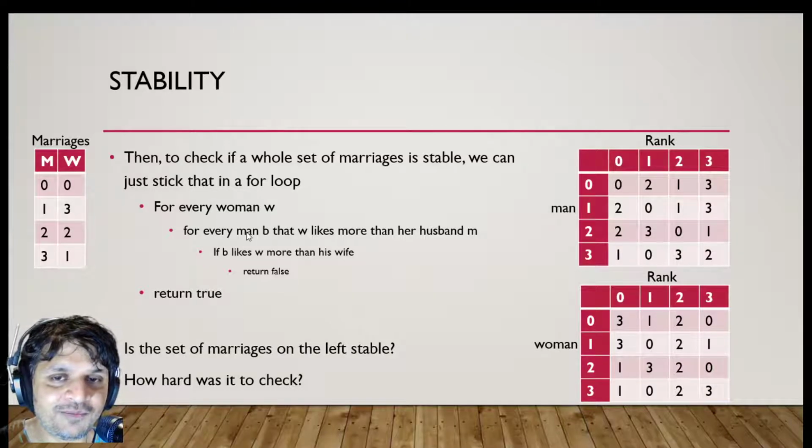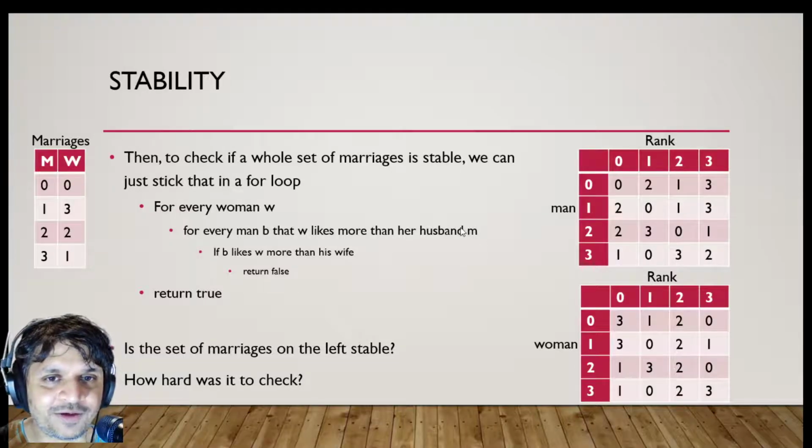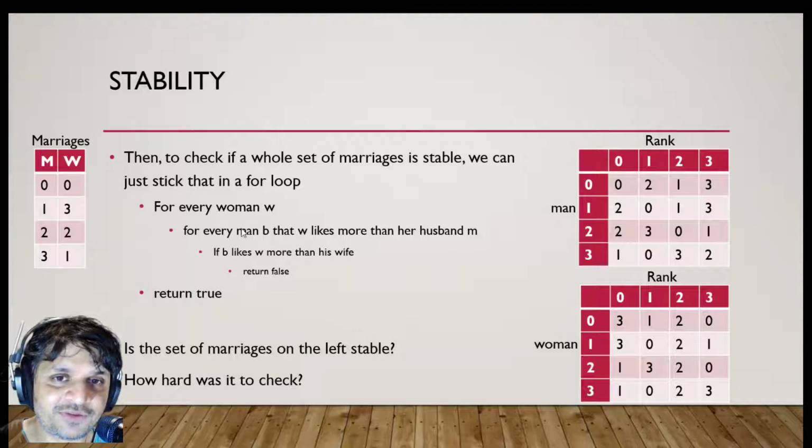Then we say for every man B that W likes more than her husband M. Okay, so let's look at a worst case analysis. This is saying we have to loop over every man that the woman likes more than her husband. Now, in the worst case, that's every other man, right? Like in this particular case where woman naught was married to man naught, we had to look at every other man. So that'll also take theta n, right? Strictly speaking, it'll take n minus 1. But remember, with asymptotic notation, we don't care about those constants. So n minus 1 becomes n.